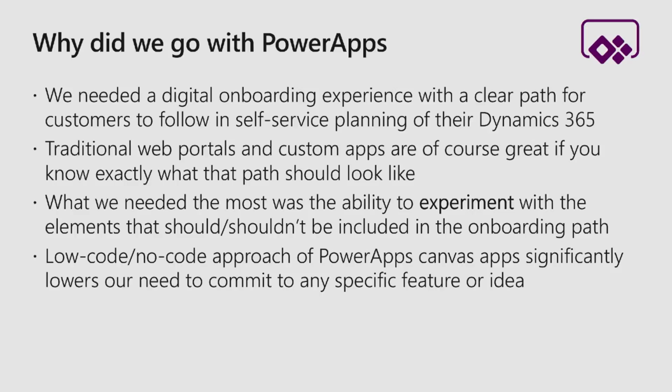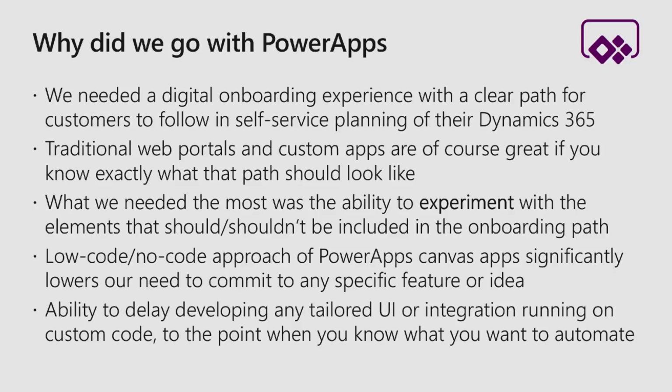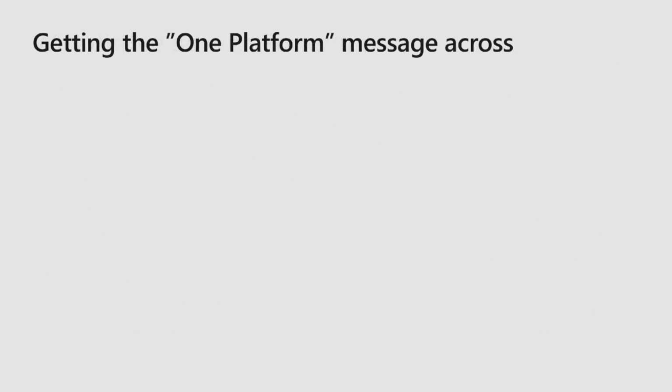what options to give and what not to even talk about. And that's really where the power of this low-code, no-code platform is very critical, because it lowers our need to commit to any specific feature in advance. So we have a lot more agility to experiment with different kinds of applications and content. And we can also delay the development of any advanced features, like automating steps in that process, until a point where we know, okay, this is how it actually is going to work. We want to automate this. So all very great features for our need in this scenario.